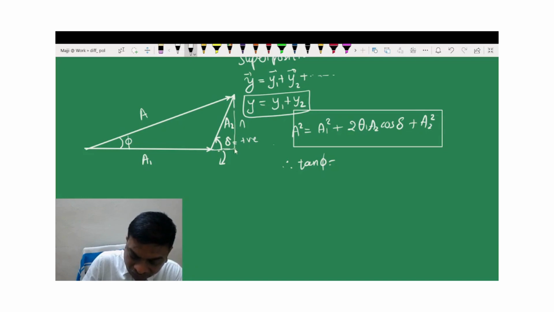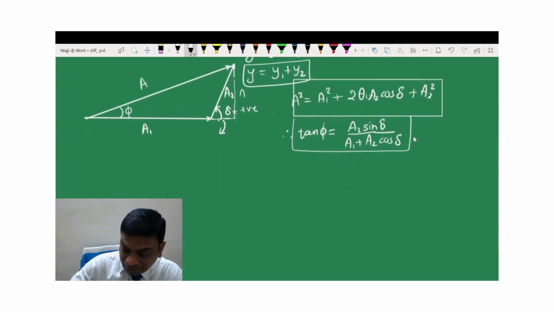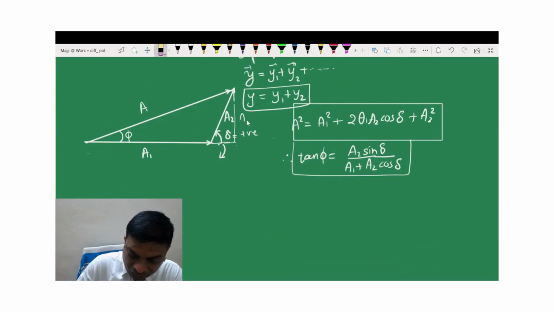So this length will be a2 sin delta, and this entire length will be a1 plus a2 cos delta. And this you have already studied, students, in the class 11 physics portion, that is the first chapter, basic mathematics, right? So with the help of these two, it is enough that we know these two things.